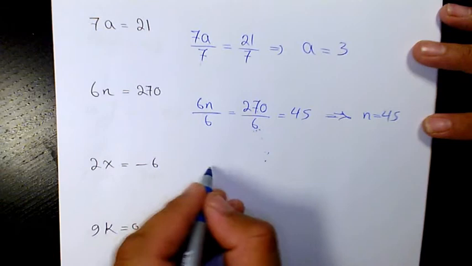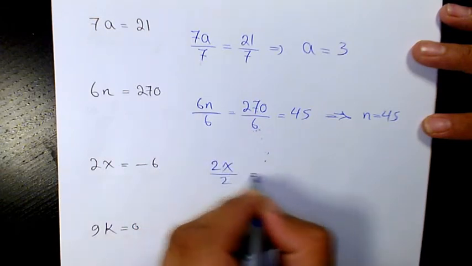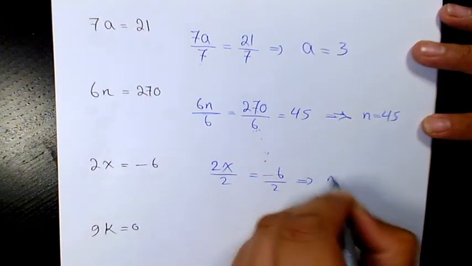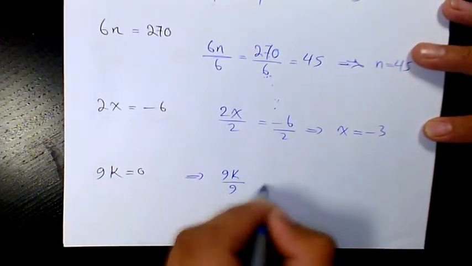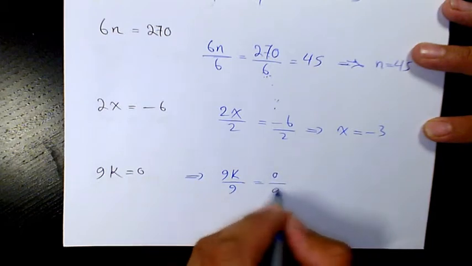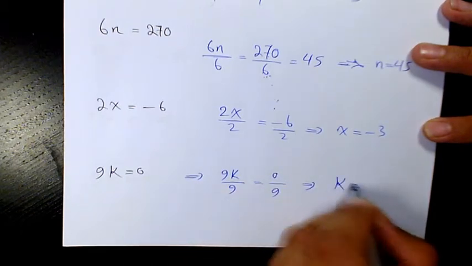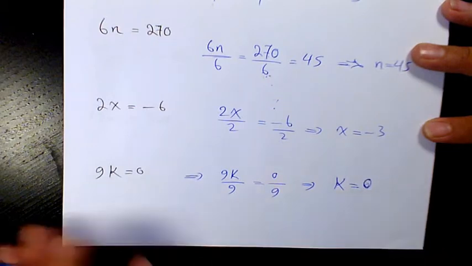2x equals negative 6. 2x divided by 2 equals negative 6 divided by 2. So x will be negative 3. 9k equals 0. So we need to divide both sides by 9 in order to isolate it. So k will be equal to 0, because 0 divided by any number is 0.